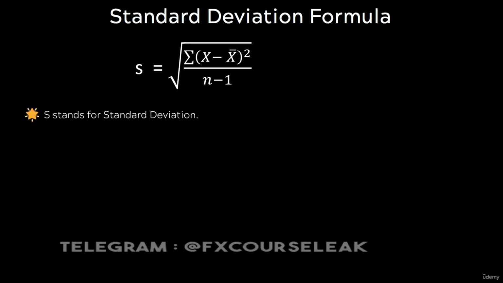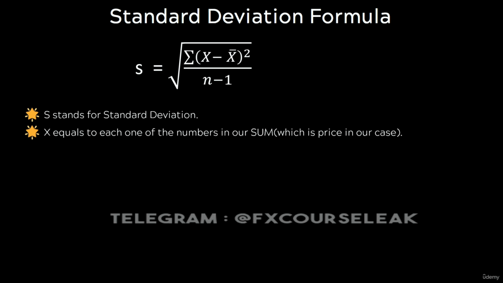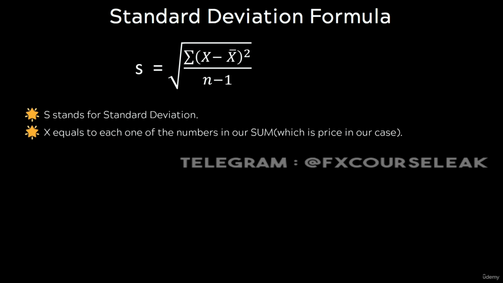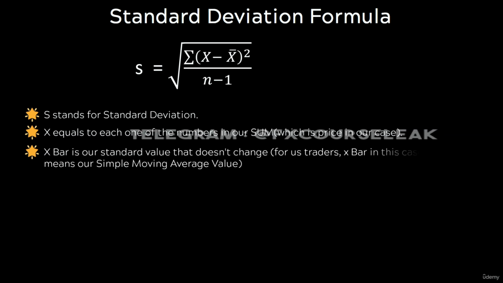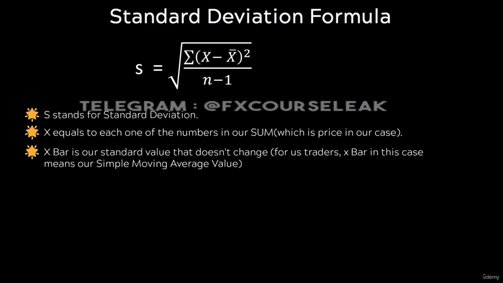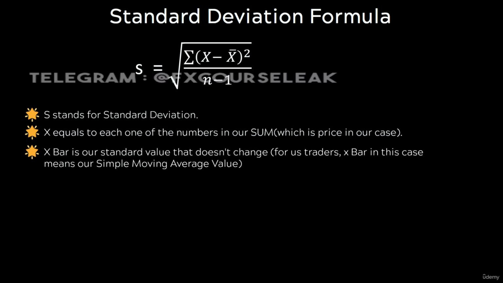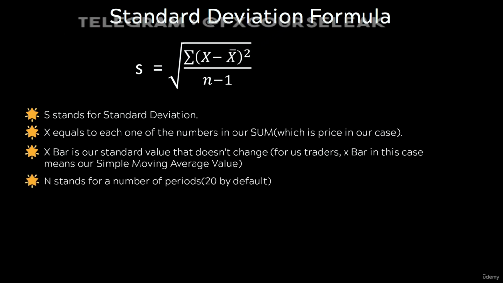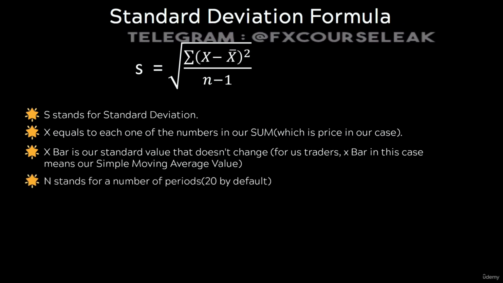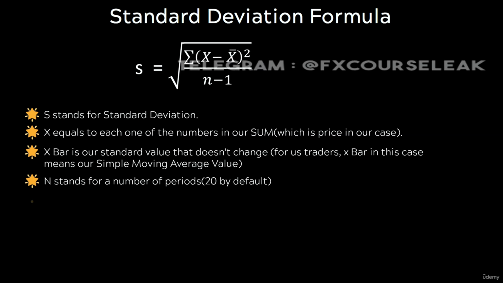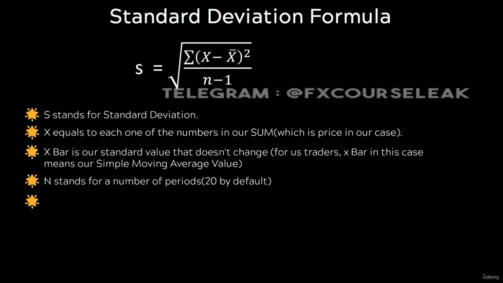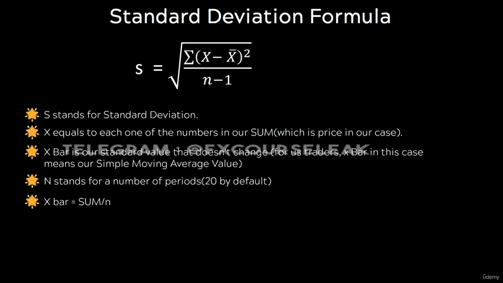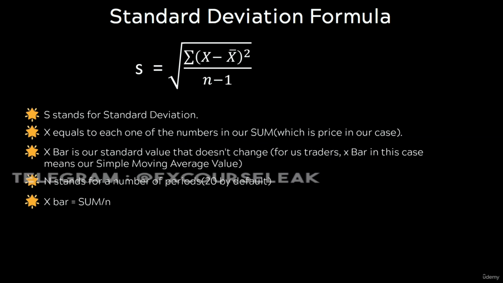Here S stands for standard deviation. Then the first symbol inside the square root is known as sigma, which is in fact a Greek letter and stands for summation. And this means that whatever we are doing inside that brackets, we need to do it for each value we used to create the sum in the previous formula and finally add them all together. The next, x, equals each one of the numbers in our sum, which is in fact price in our case. The next, x bar, is a standard value that doesn't change, which we have calculated previously.